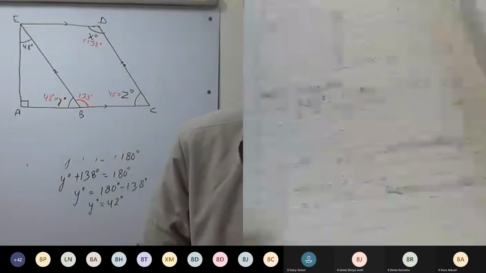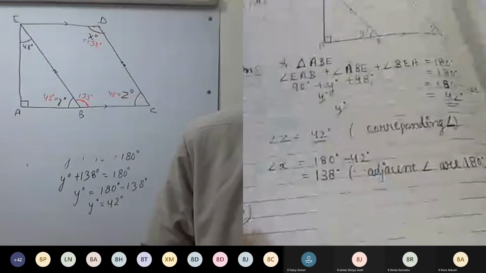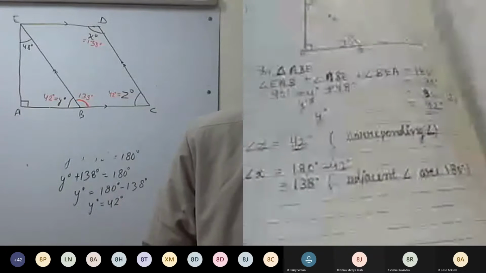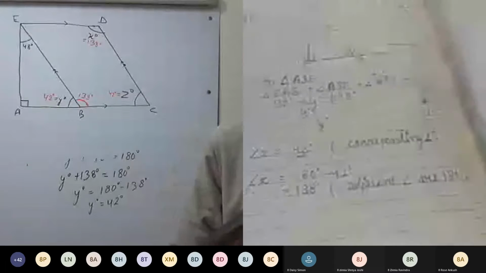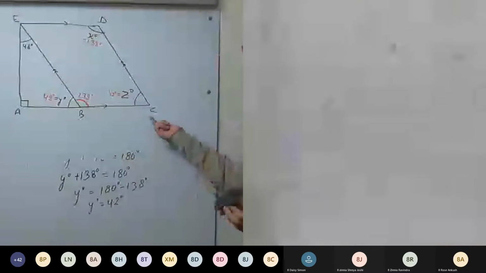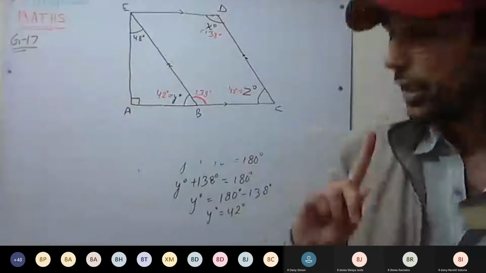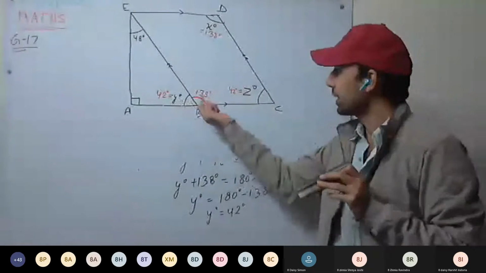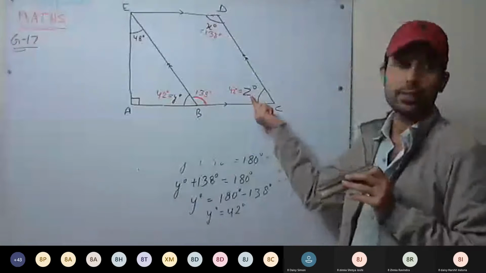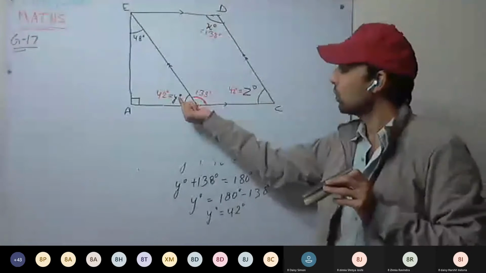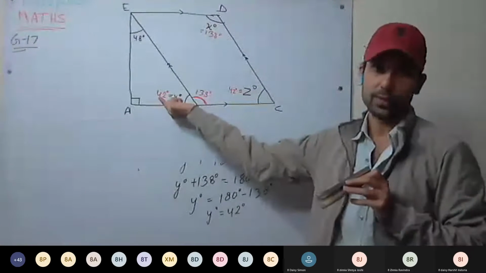Okay, I'm not able to see it here. Y degrees, Y degrees. Corresponding angles. Okay, see here. When you write corresponding angles, which are the corresponding angles? X is not a corresponding angle. You have to write these two angles are corresponding angles. Therefore, Z degree equal to Y degree equal to 42 degree.